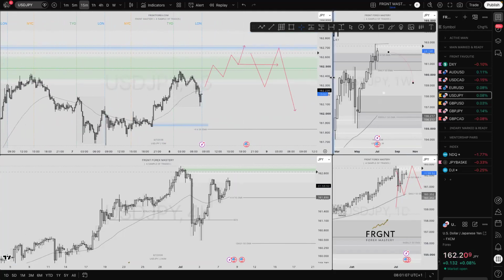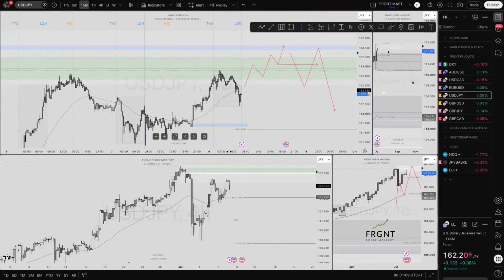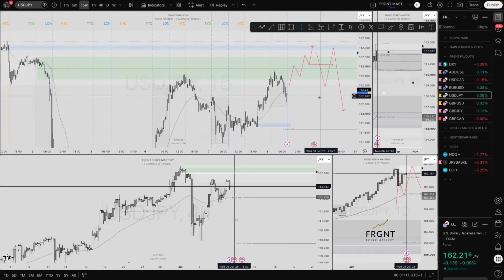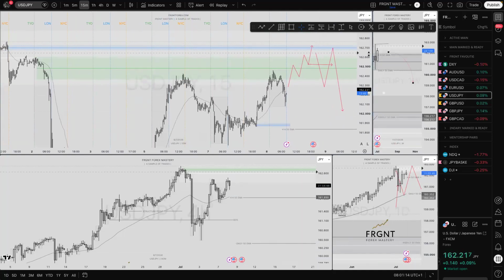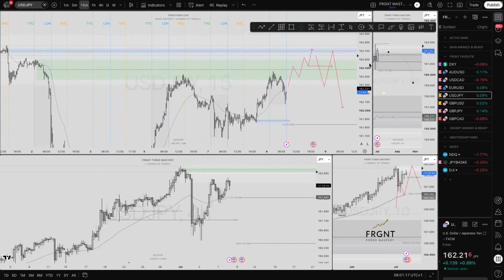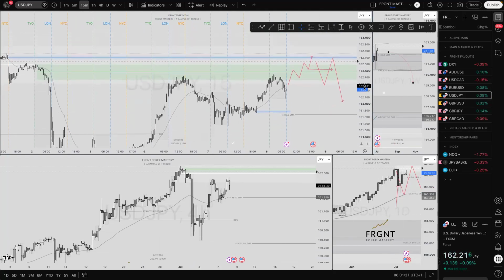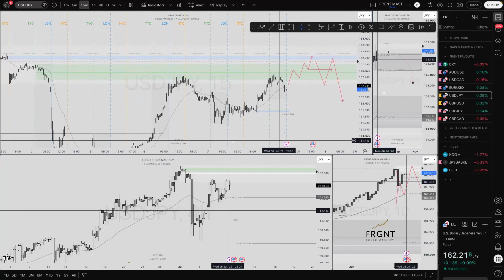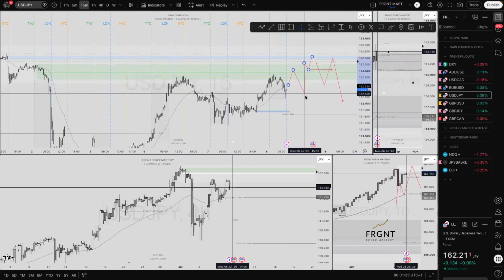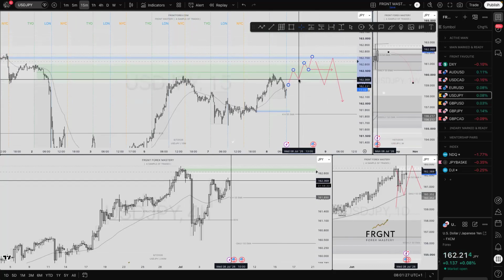So I can't stress enough to you guys, just because price is in your point of interest, it doesn't mean you then have to take immediate position. Yes, price is in weekly, daily, 4-hour points of interest, but I don't have any confirmation on the 15-minute that I should be selling just yet. The trend is very much so bullish, and until I have a confirmation on that lower time frame for me to sell, I can't take a short position. It's as simple as that.